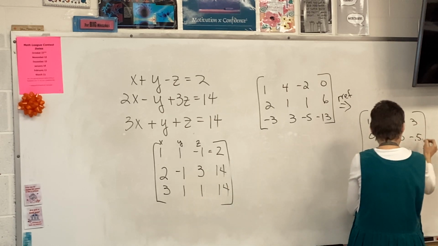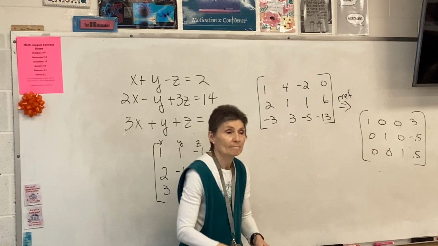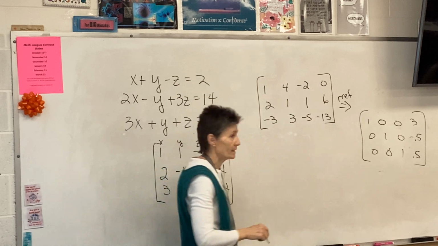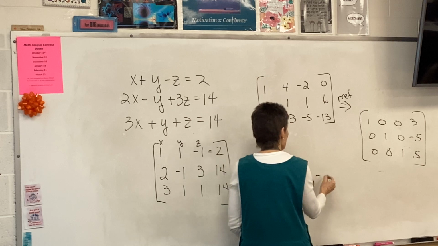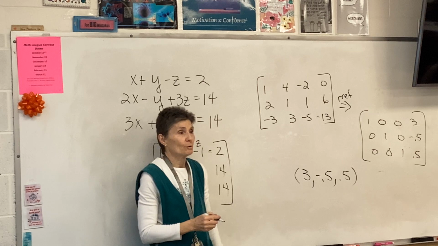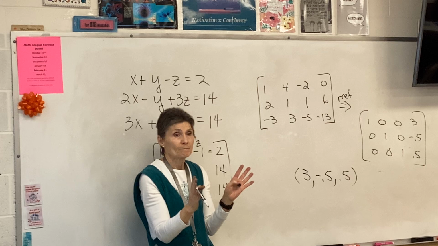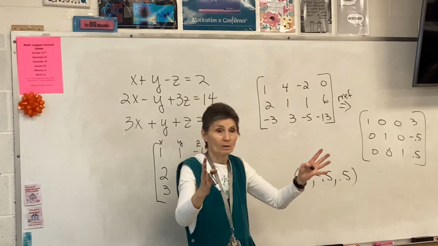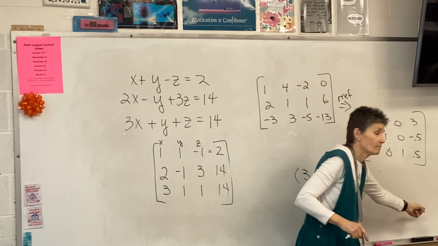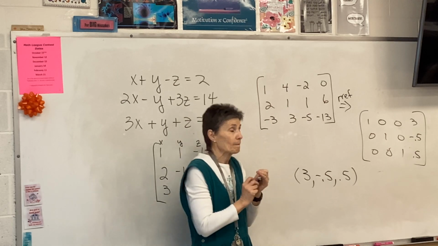3, negative 0.5, and 0.5. Is that what you got? Yeah. So what does that mean the answer to the question is? 3, negative 0.5, and 0.5. Remember how on your quiz, your answer was always an ordered pair, x comma y? Well, now it's an ordered triple, x, y, z. And they're right in order, x, y, z, the order of the equation.